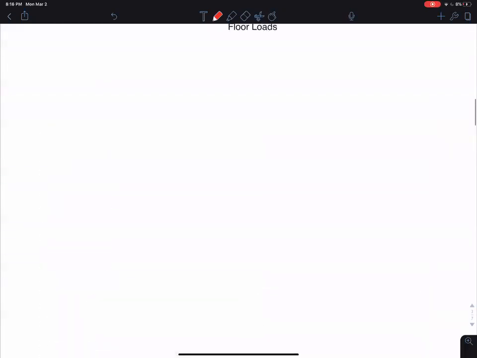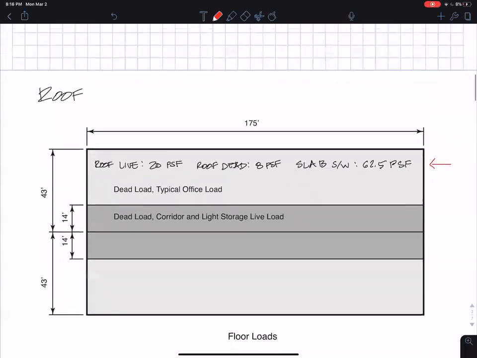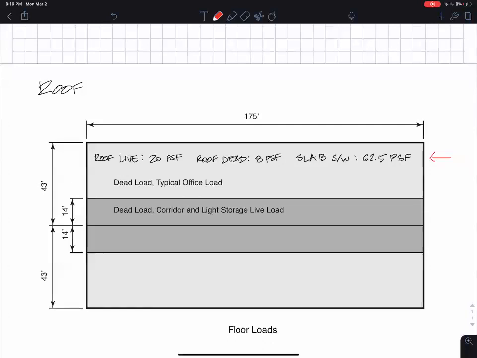And this gets confusing, and here are the loads for the roof. It's much simpler. It's 20 PSF live everywhere. This is not the roof drying. I didn't want to re-dry it. There's no corridor and offices on the roof. And 8 PSF dead plus 62 PSF self-weight of the slab for 70.5 PSF dead on the roof.